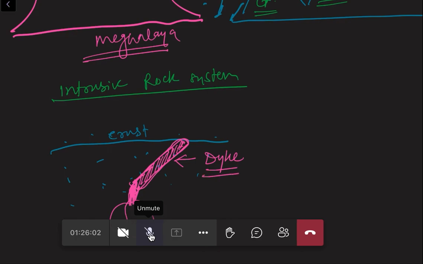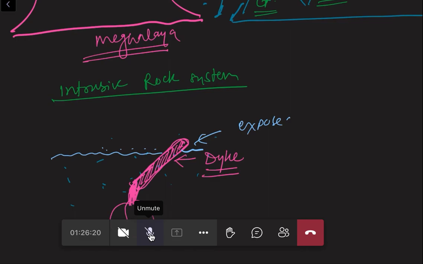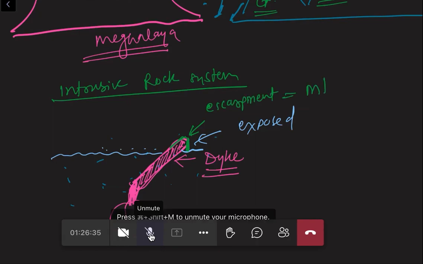Now, after some years, what will happen? After some millions of years, this structure got eroded, and this part gets exposed. So this dike gets exposed. When the dike gets exposed, what will you find? You will find this sharp face. So this sharp face is again an escarpment, and it seems like a big mountain. So this happened because of the dike getting exposed. Sometimes hills get exposed.